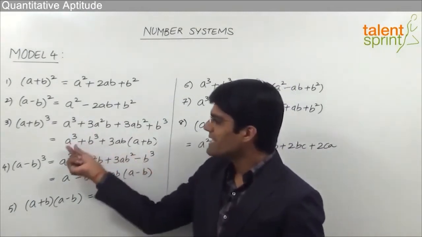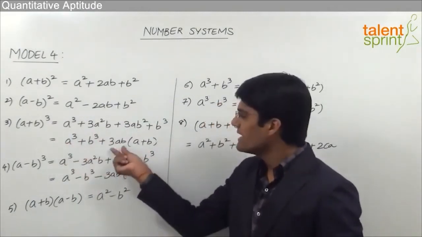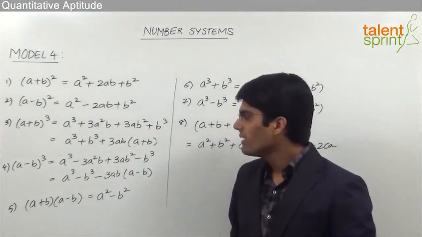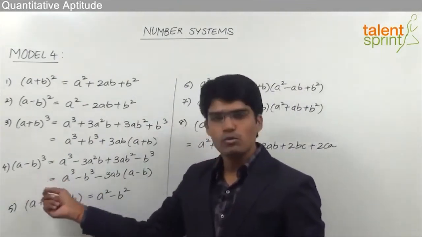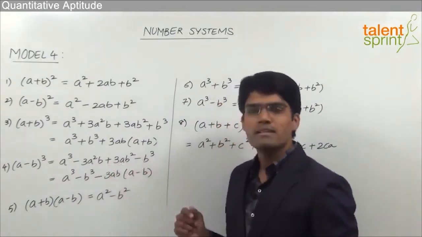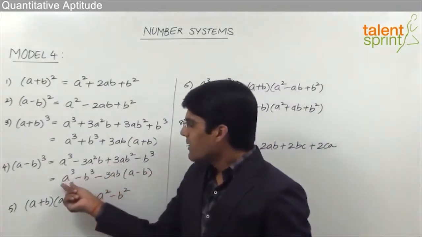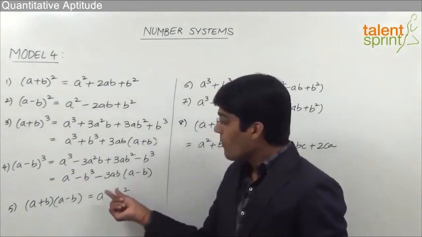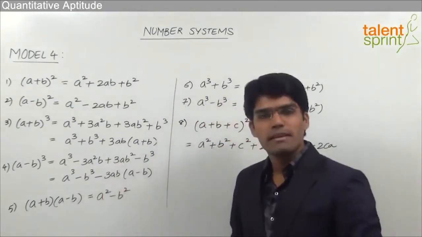Or this can be taken as a cube plus b cube plus 3ab into a plus b. Likewise, a minus b whole cube is a cube minus 3a squared b plus 3ab squared minus b cube. And again, it can also be taken as a cube minus b cube minus 3ab into a minus b.